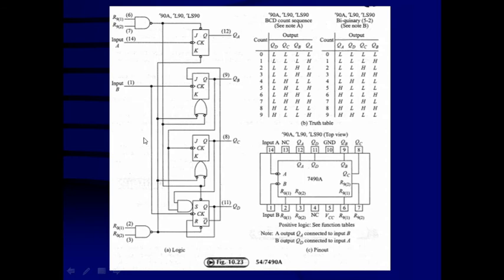So R01 and R02 here, they are connected to the clear input, and the clear input is active low. So all the flip-flops are going to be reset when R01 and R02 are high. Pin number 4 is not connected anywhere. It is unused, so it is written NC. Pin number 5 is the VCC. Pin number 6 is R91 and pin number 7 is R92. They are connected to the preset terminals.